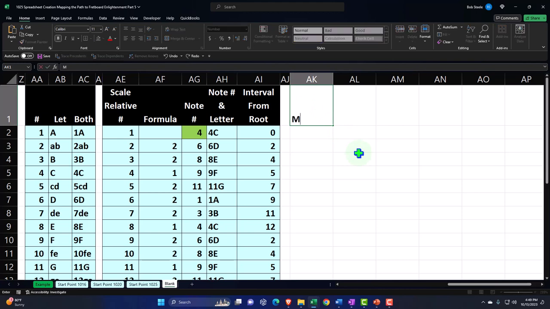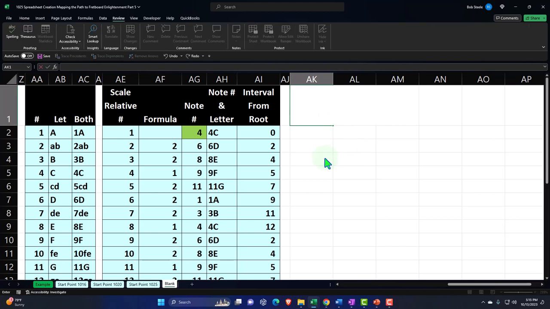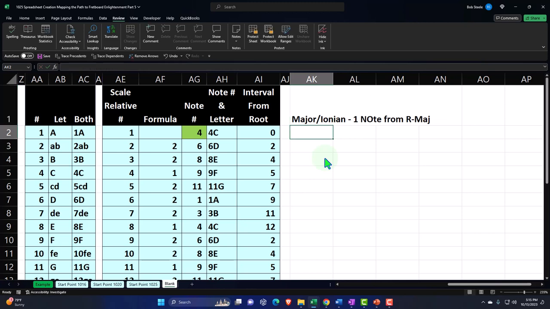Anyways, so this is going to be major slash Ionian. We're going to say this is the one note from the C major, which will make more sense once we get into some of the notes, noting that the major scale is kind of the home base scale in Western music. If you were to give it its Greek name, as all the other modes are named, its mode name is the Ionian scale. So you can call it the major scale or the Ionian scale, the home base scale in Western music.